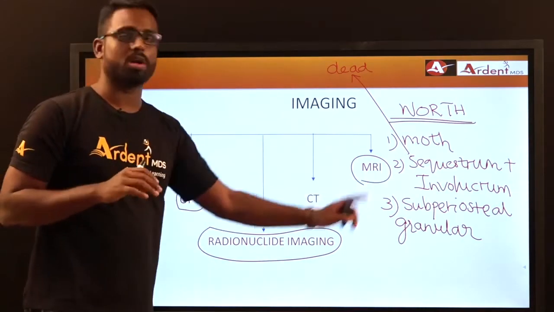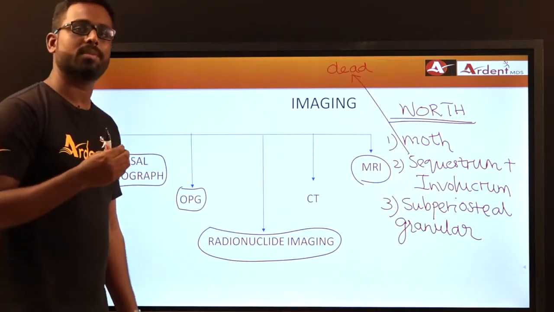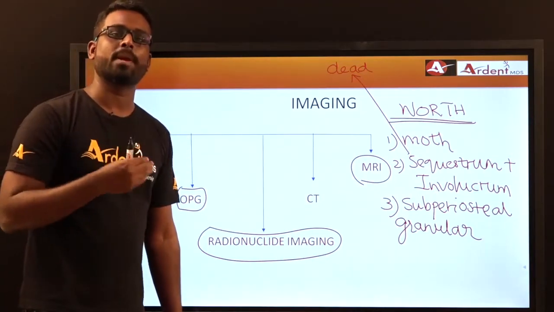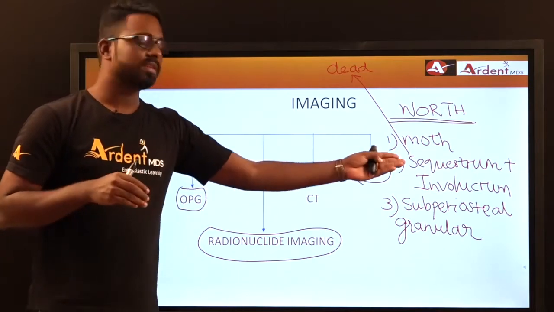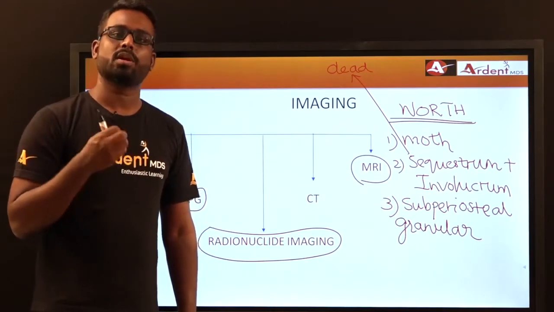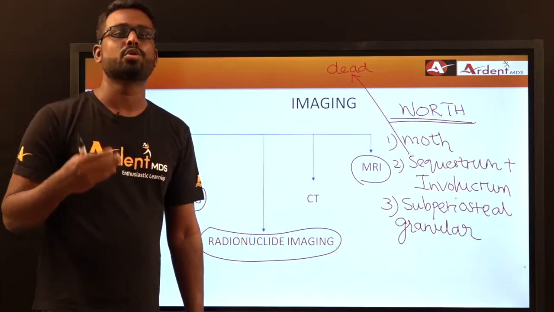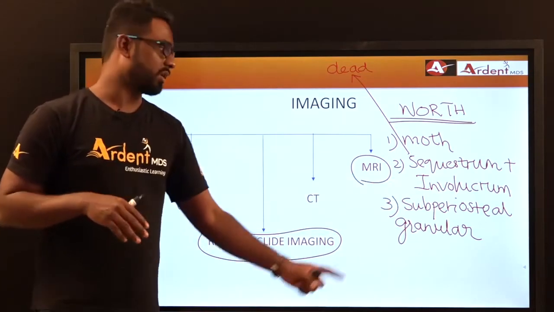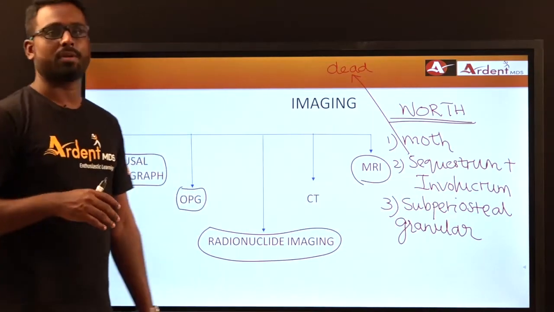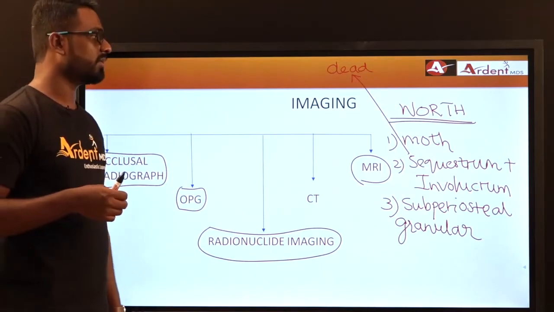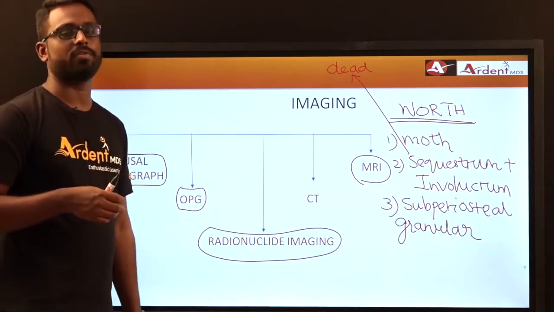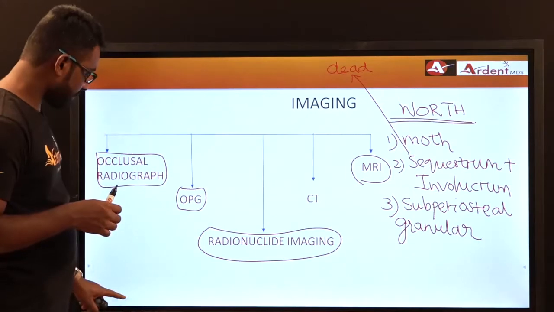Next one is the involucrum. What is involucrum? Involucrum is the attempt by the bone at forming new bone cells. As there is a sequestrum, there is already dead bone. So what is the body trying to do? It is trying to form a new bone. That is known as involucrum. Next, subperiosteal granular bone deposition will also be seen. This is the radiographic picture of osteomyelitis.